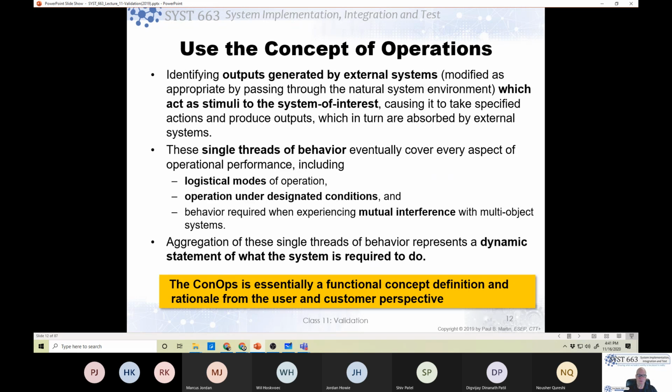A lot of times you would use the concept of operations. We talked about it in the past. 661 talks about it when you're there. The whole idea of what is your concept of how this system should operate within the mission it was designed for. Actually taking those concepts and running the system through those concepts, or the ConOps, is a great way to do a validation.